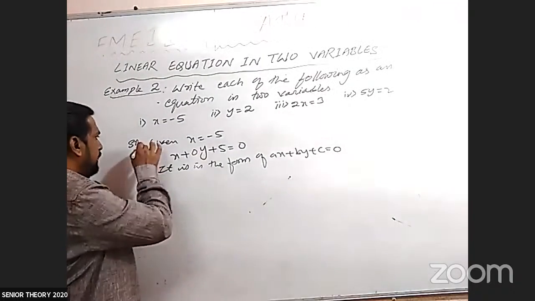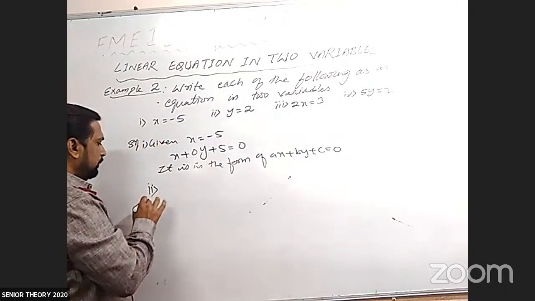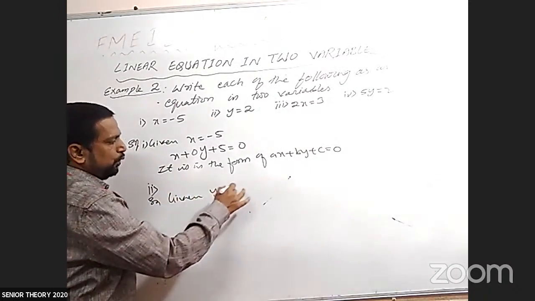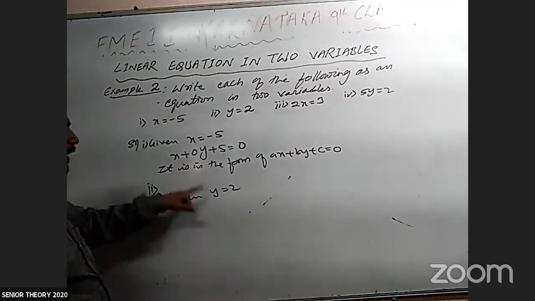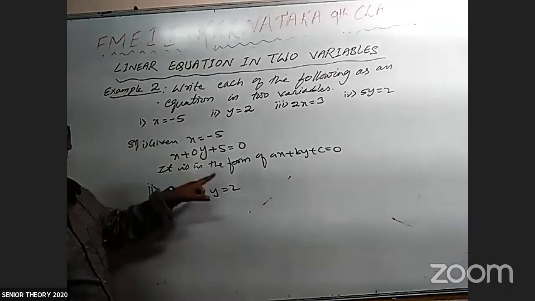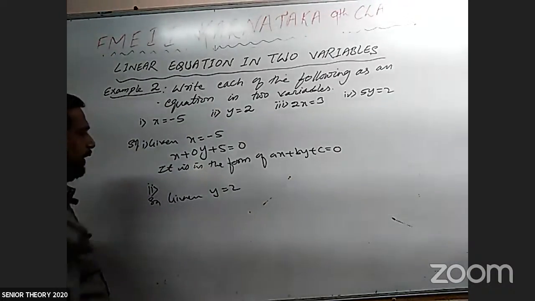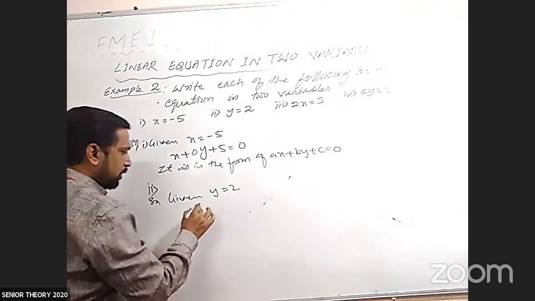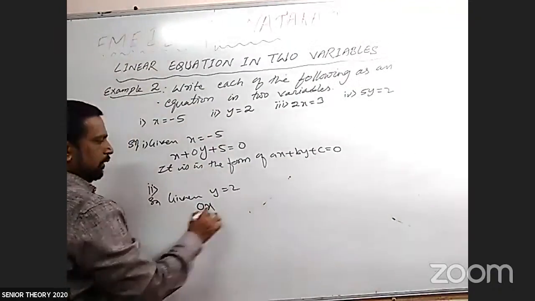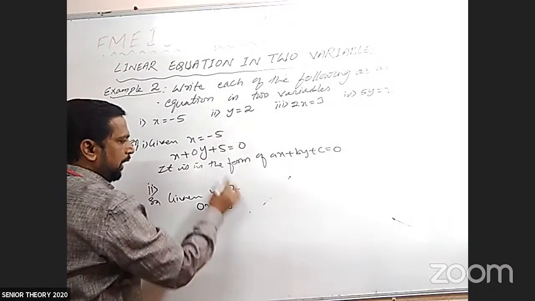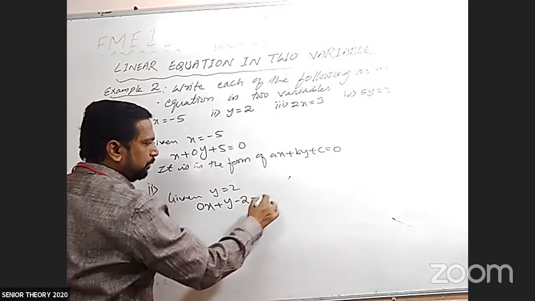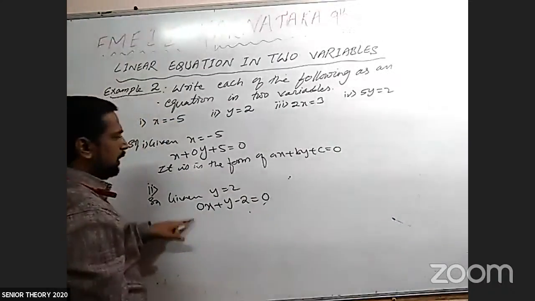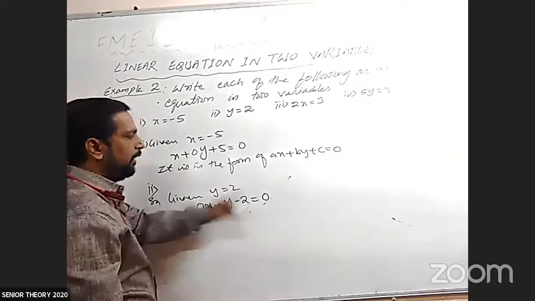Now second one is given y equal to 2. Here only one variable y is there. Now we will take x as another variable. So we can write this equation like this: 0x plus y plus 2 becomes minus 2 equal to 0. So it is the representation of the given equation in two variable form.